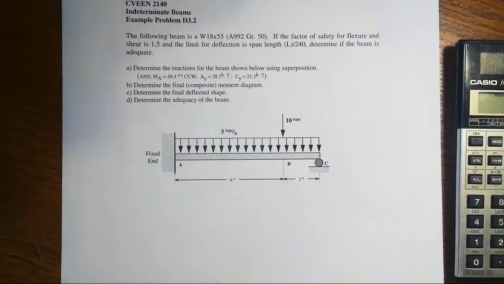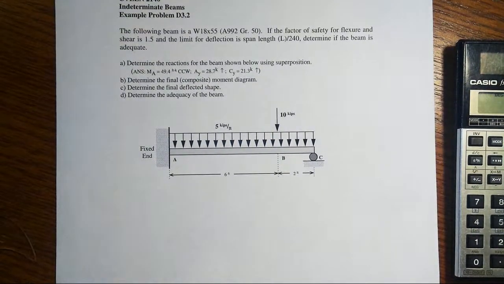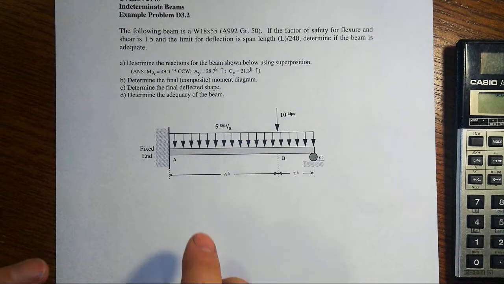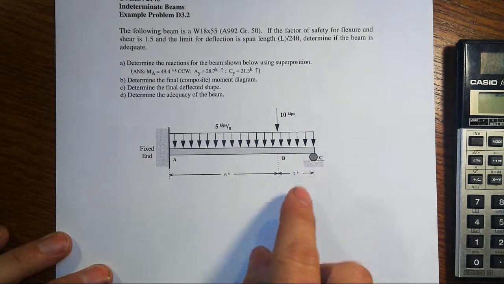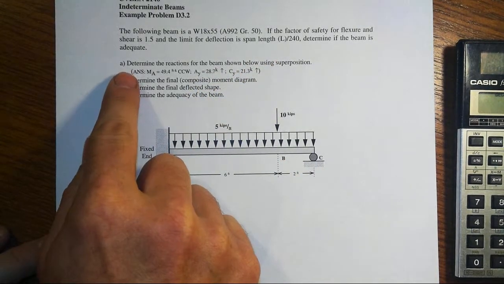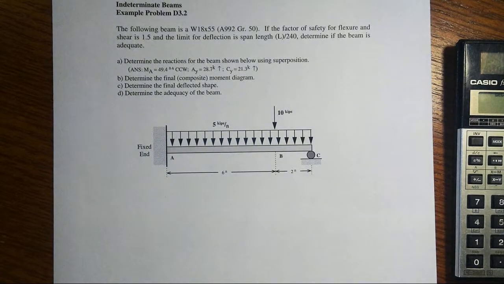Alright, in our pursuit of ever more sophisticated approaches to ever more complex problems, we've got here a beam that has a fixed end on the left and a roller on the right. There's a whole lot of things that have been asked here, but the first thing that we're just going to address is coming up with how to estimate what the reactions are.